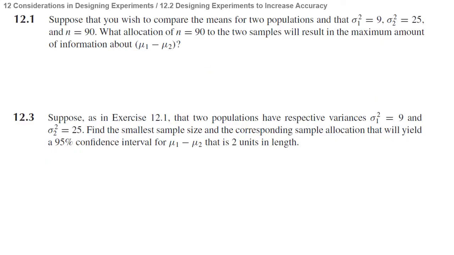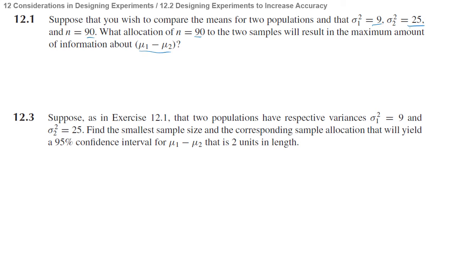Let's move on to exercise question 12.1. Suppose that you wish to compare the means for two populations, and that sigma 1 squared is 9 and sigma 2 squared is 25, and you have n equals 90. What allocation of n equals 90 to the two samples will result in the maximum amount of information about mu1 minus mu2? And here, actually, we solved the generalized problem from the exercise problem.